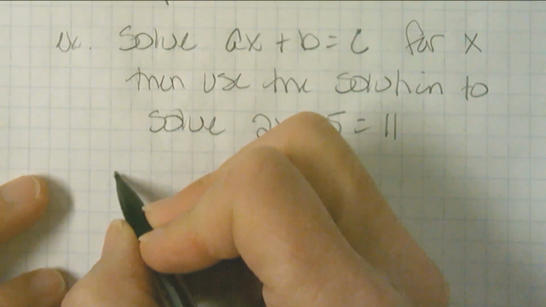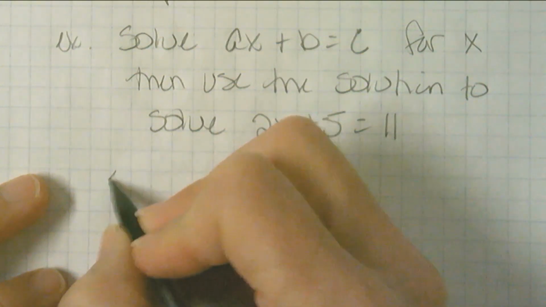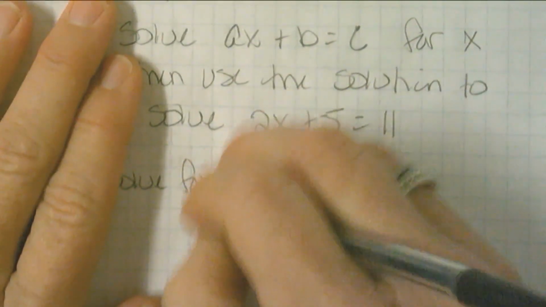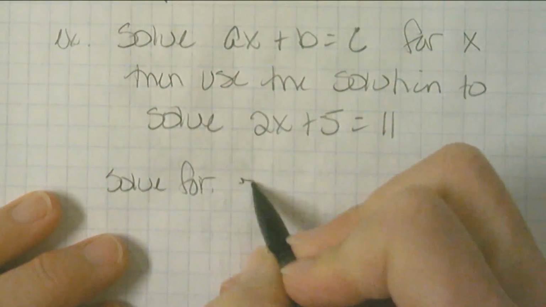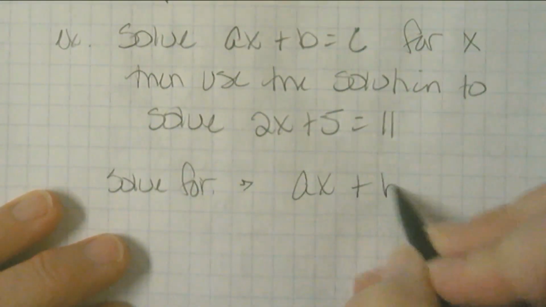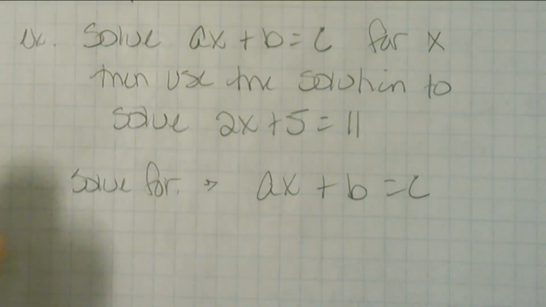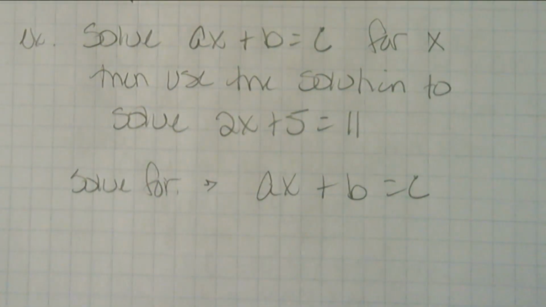So this is solve for x in our generic equation, ax plus b equals c. All right, you're probably thinking to yourself, why in the heck are we doing this?